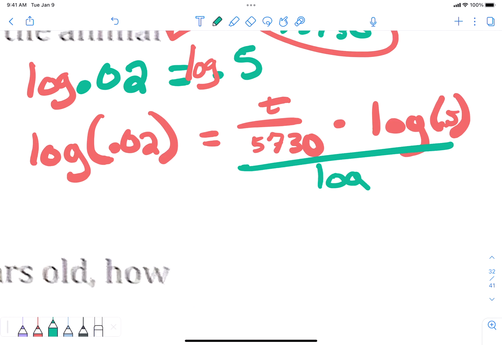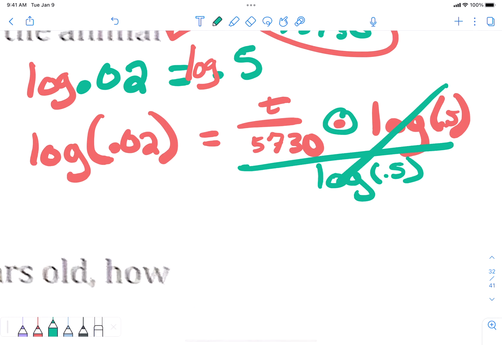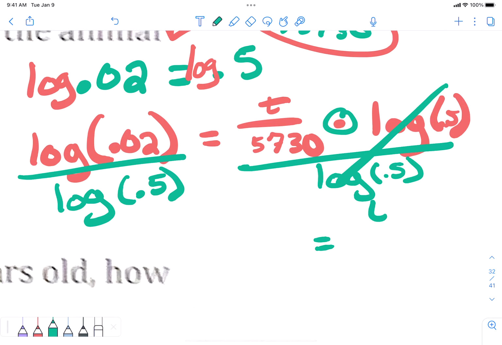Divide by log 0.5. He says that is multiplied right here, so we want to do the opposite. We want to divide by log of 0.5. Okay, so we've got T over 5730 by himself over here. And we want to take log of 0.02 divided by log of 0.5. What does that decimal come out to be?